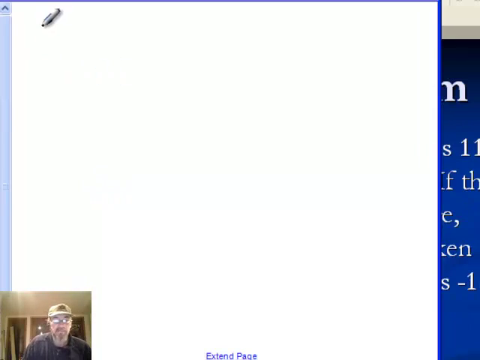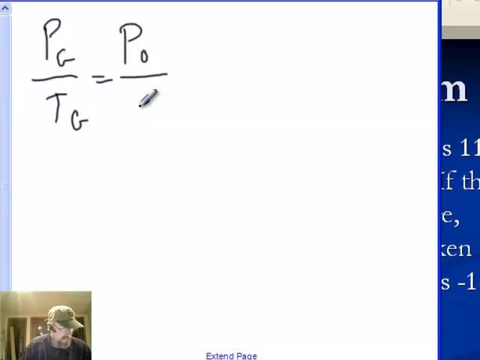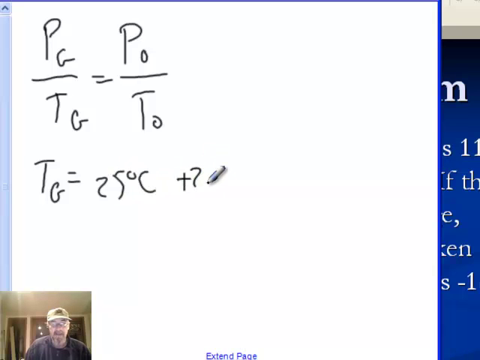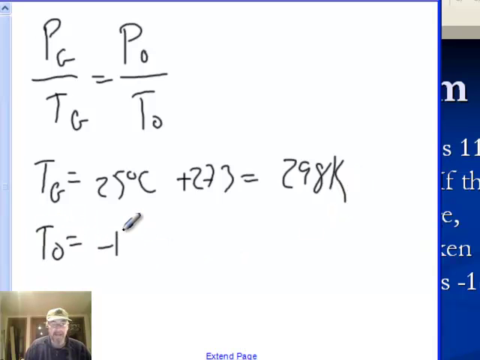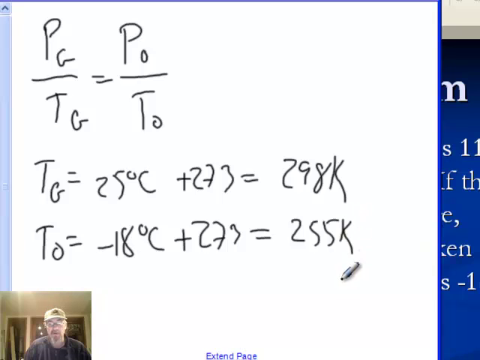Well, we can set it up this way. Pressure in the garage over temperature in the garage is pressure outside over temperature outside. Well, we're going to have to change our temperatures again. So temperature in the garage, it said, was 25 degrees C. If you add 273 to that, you're going to get 298 kelvins for your temperature. And the temperature outside was minus 18 degrees C. Again, you add 273, and you're going to get a Kelvin temperature, and that's 255 kelvins.